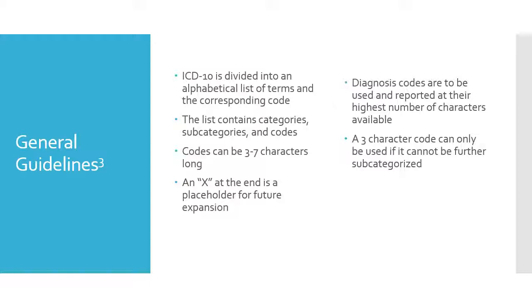Each ICD-10 code starts with a letter and is followed by 3 to 6 other characters. These codes should be reported at their highest number of characters. You can only use a 3-character code if it cannot be broken down or classified any further.